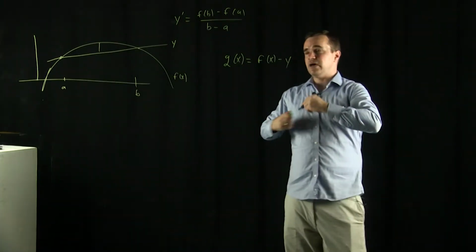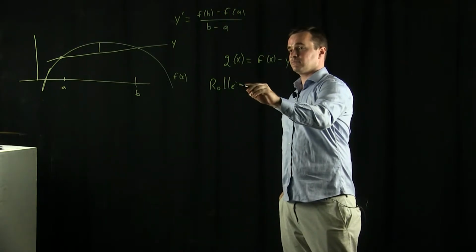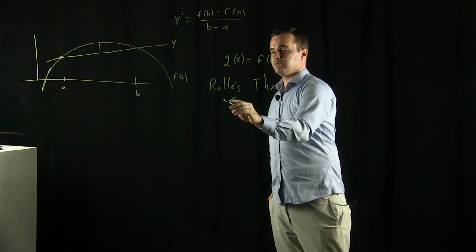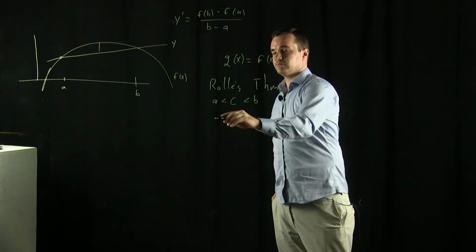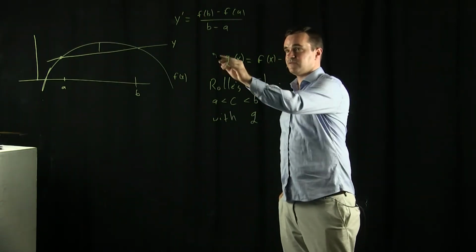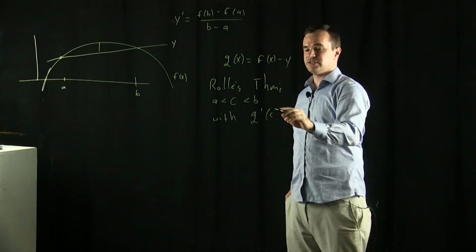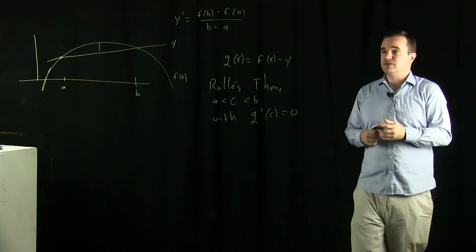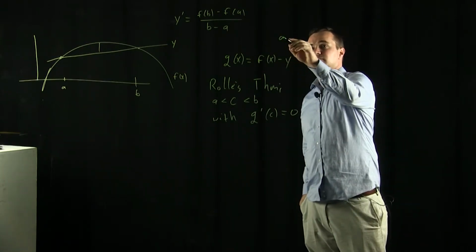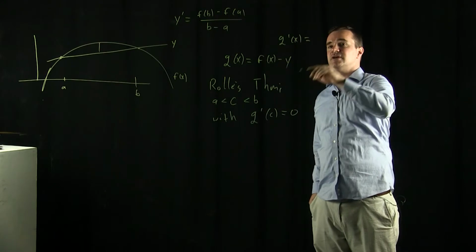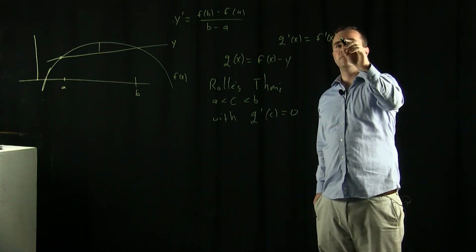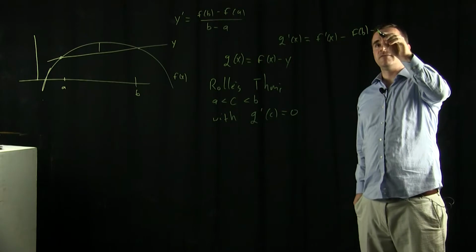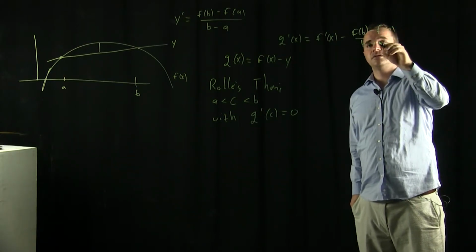So Rolle's theorem tells me that there must exist a point c that's bigger than a and less than b with g prime at the point c equal to 0. And now I claim to you that that finishes the proof, and let's see why. If I calculate g prime of x, that's going to be nothing but f prime of x minus y prime, but y prime is equal to f of b minus f of a over b minus a, right?